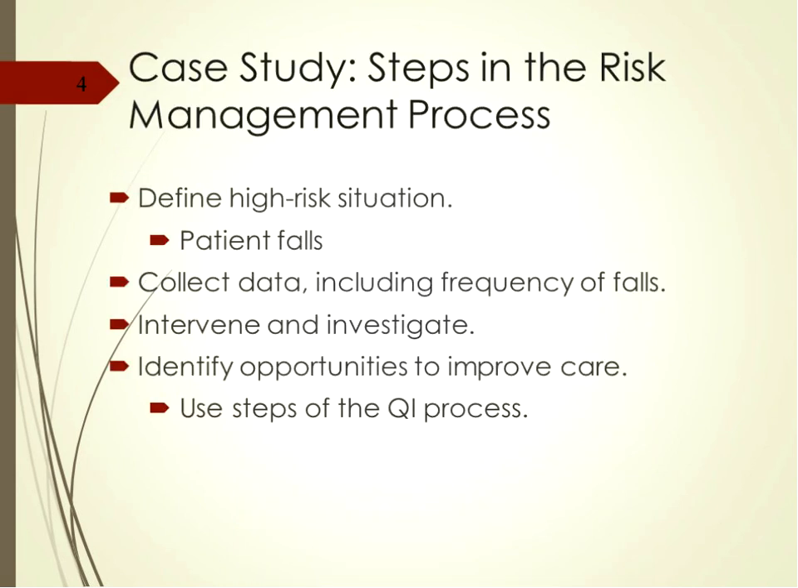Steps in the risk management process include defining the high-risk situation, which in this case is the patient fall. Determine the frequency of the falls, intervene and investigate, and identify opportunities to improve care using the steps of the QI, or quality improvement process.